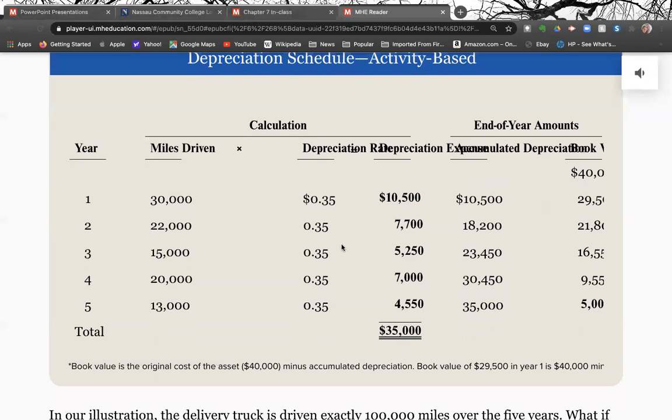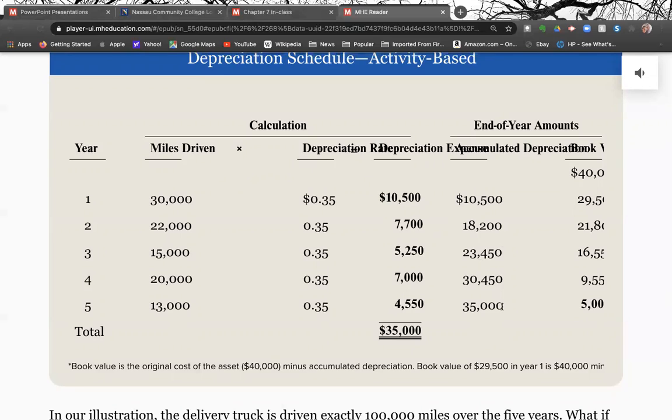What's the accumulated depreciation? It's last year's depreciation plus this year's, right? So we start out at 0. We add 10,500 the first year. 10,500 plus 7,700 is 18,200. 18,200 plus 5,250 is 23,450, right? And eventually you have to wind up with this 35,000, just like we did before. Regardless of which method you use, you have to wind up in the same place.